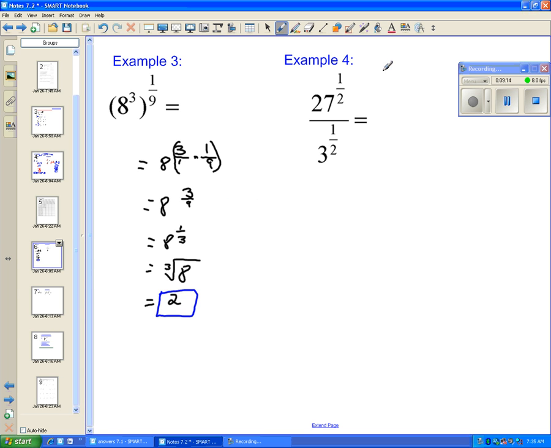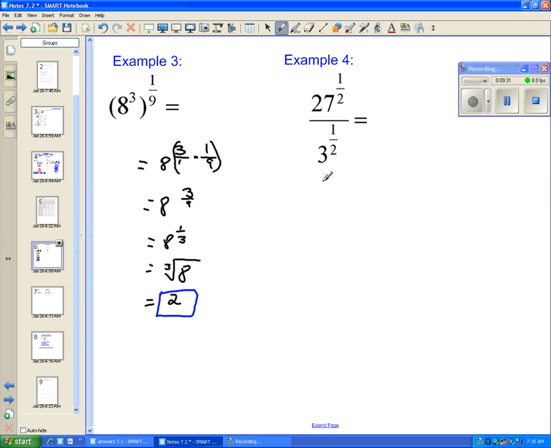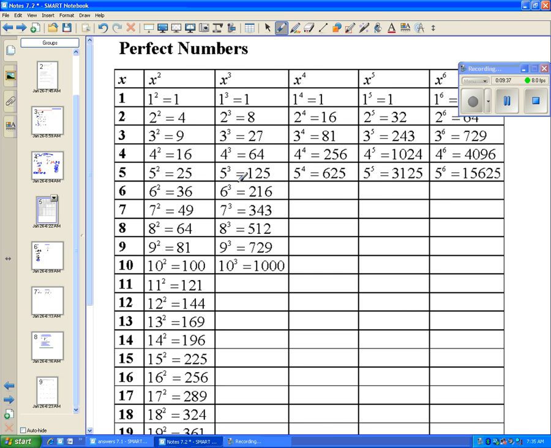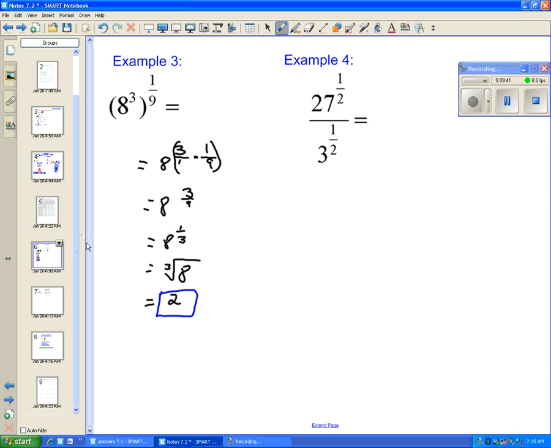Okay, well, what can I do now? Again, I can use this 27 to the 1/2 power. What times itself is 27? Well, if I look over here, my squares, I don't have a square root of 27. If I look over here, I want the 1/2 power of 3. What's the square root of 3? Again, 3 is not a perfect square. I can't do this problem. It seems I can't do this problem.